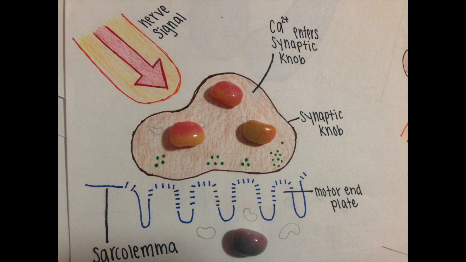When the process of contracting a muscle occurs, the brain first sends a signal down the spinal cord and the process begins. The signal that the brain sends is called a nerve signal. This signal enters through the motor neuron fiber, and when this occurs, calcium enters the synaptic knob.